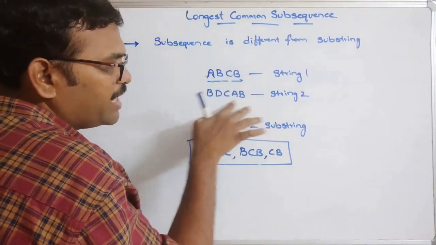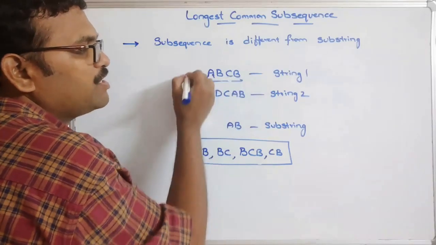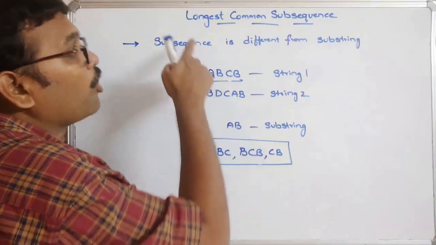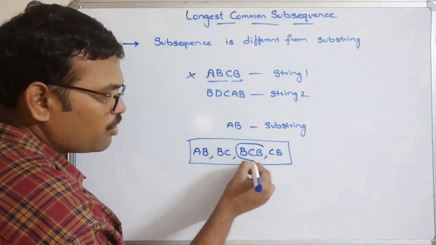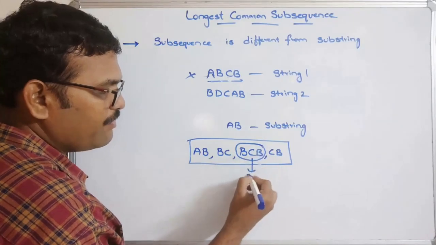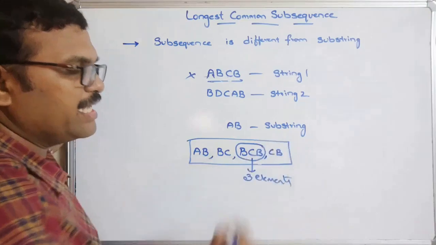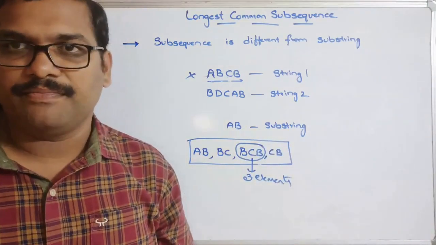So in the second string, C is appearing before A and B. So A, B, C, B is not a subsequence, only this one. And among this one, the longest common subsequence, so this is the longest common subsequence because it is having 3 elements. I am generally writing it as elements. You can consider it as characters or numbers.